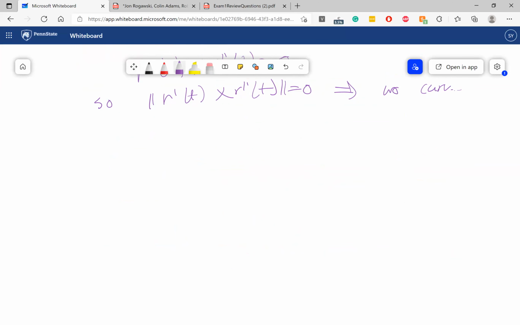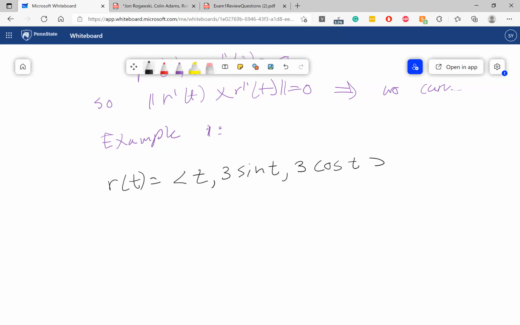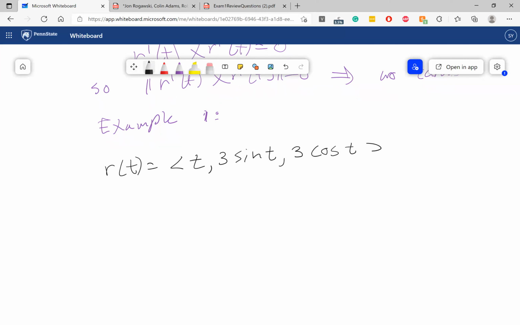Any questions? Okay, so let's do an example. So the first example, they tell us that R of t is t, 3 sine of t, and 3 cosine of t. And we want to find the curvature.